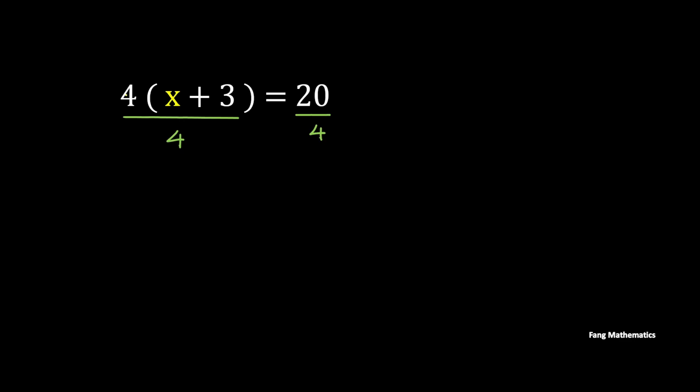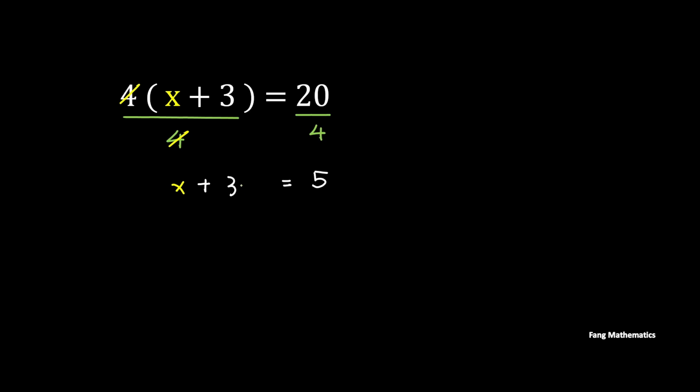On the left-hand side, I believe the 4 and 4 gets eliminated, and you have x plus 3 inside the parentheses. On the right, you have 20 divided by 4. That gives you 5. Remember, when you are to open up these parentheses, it's okay because no operation is outside the parentheses, so we can directly remove the parentheses now.